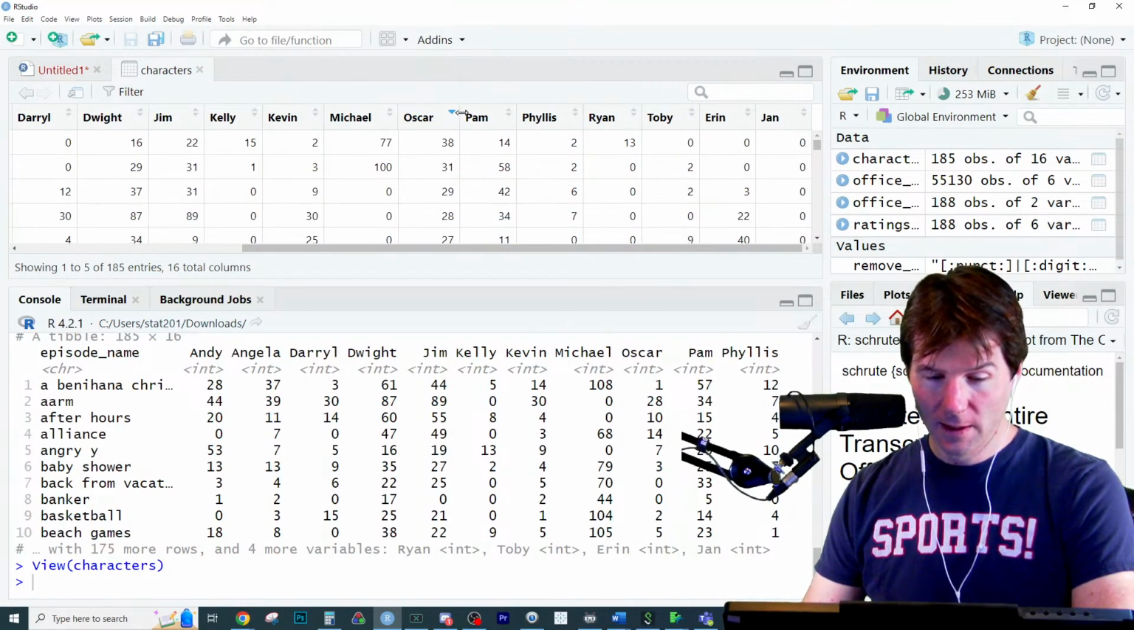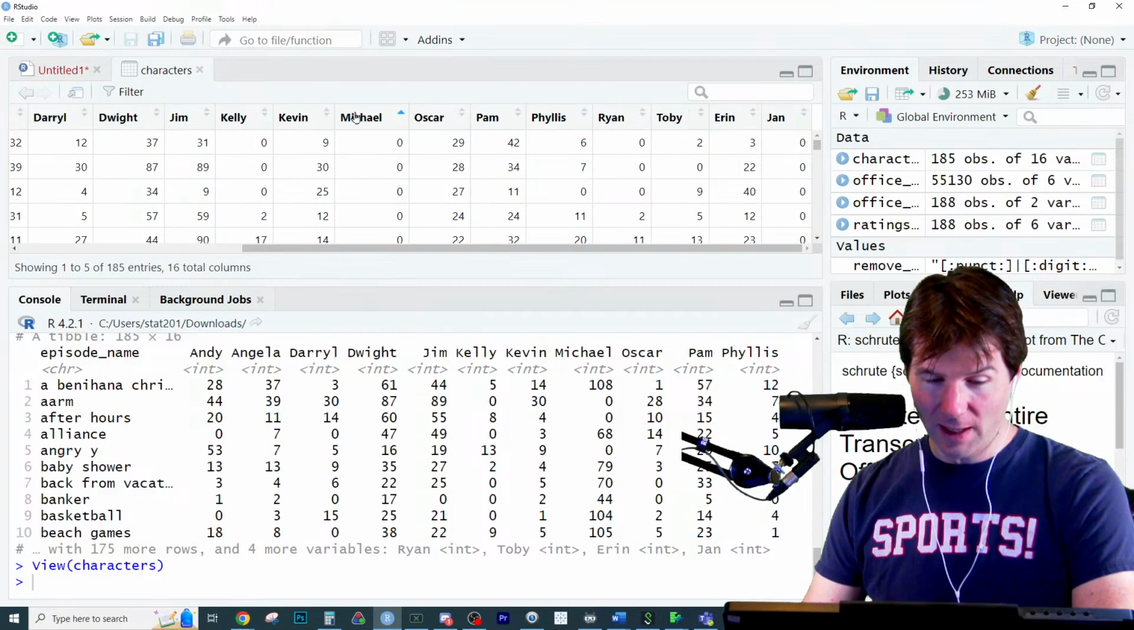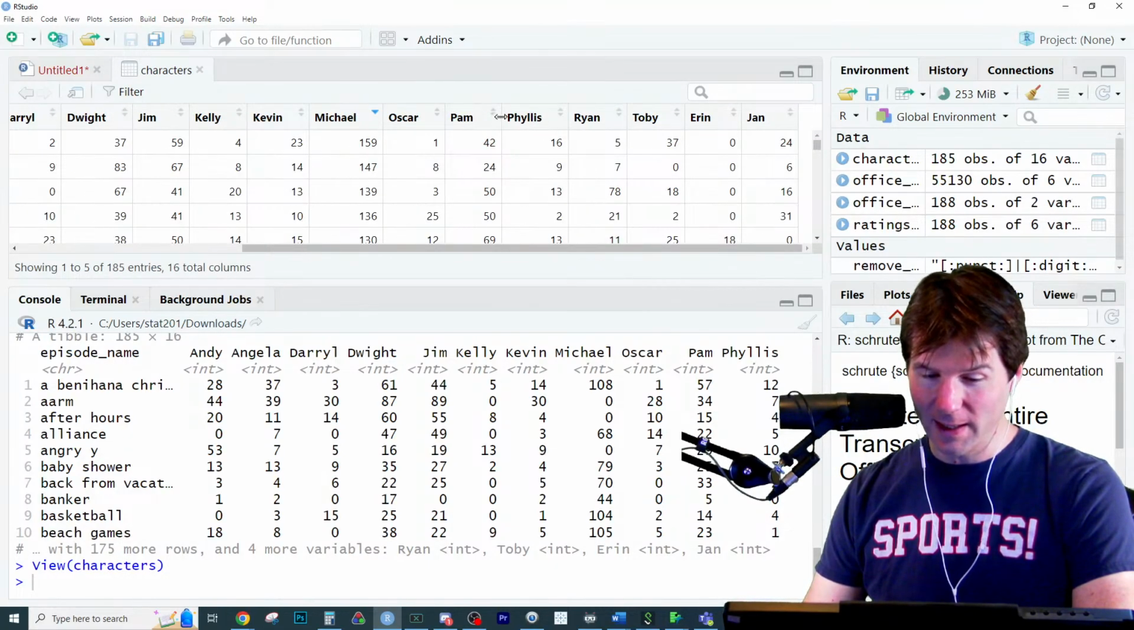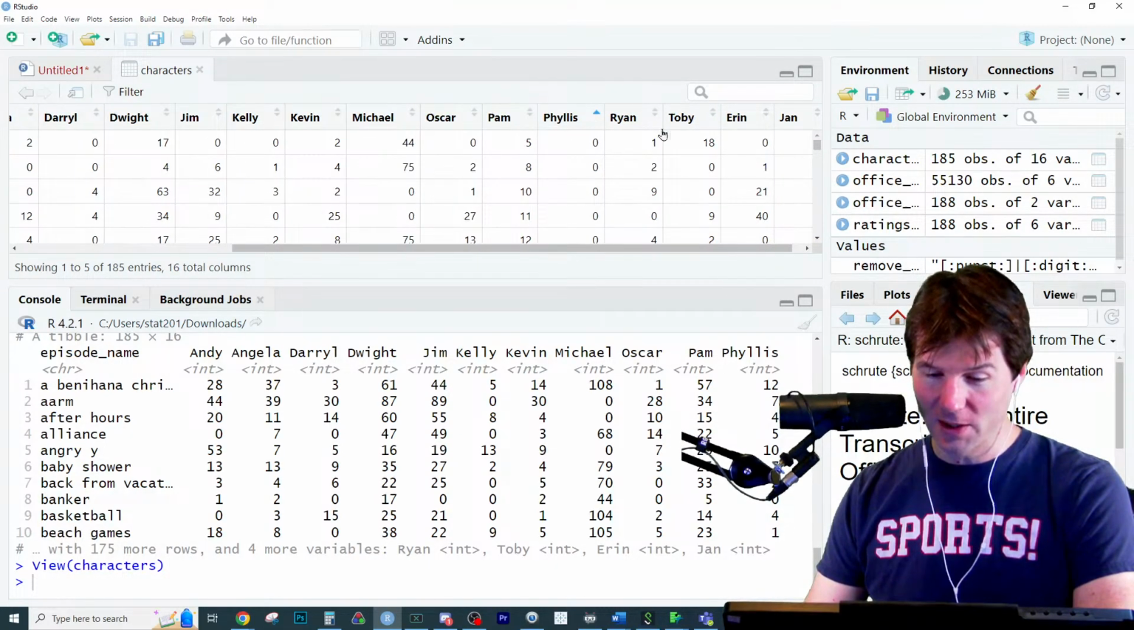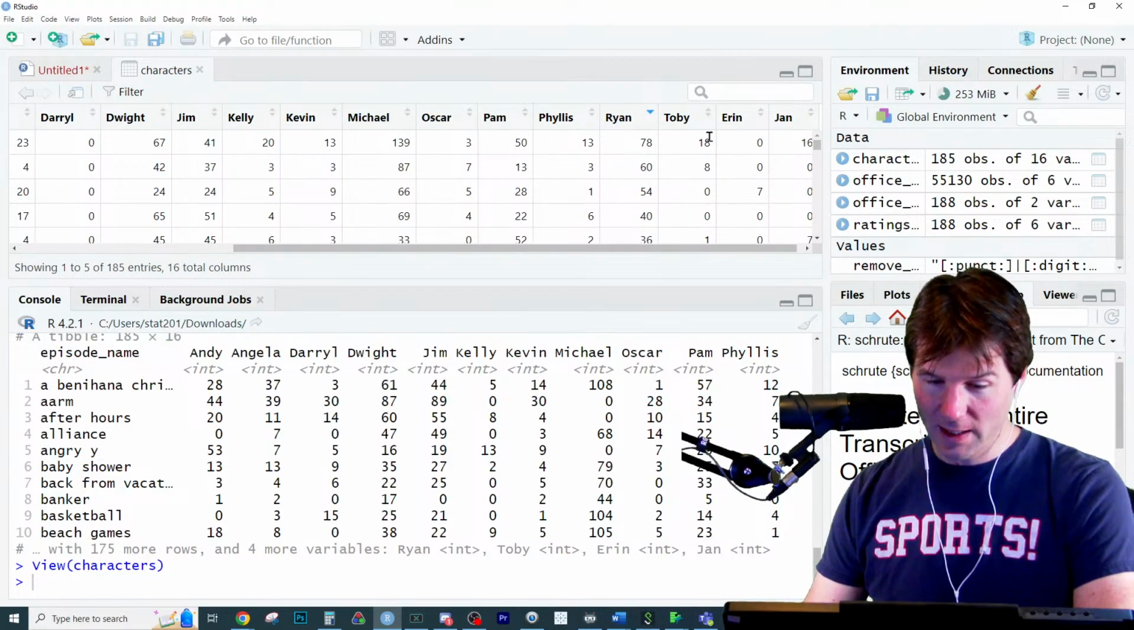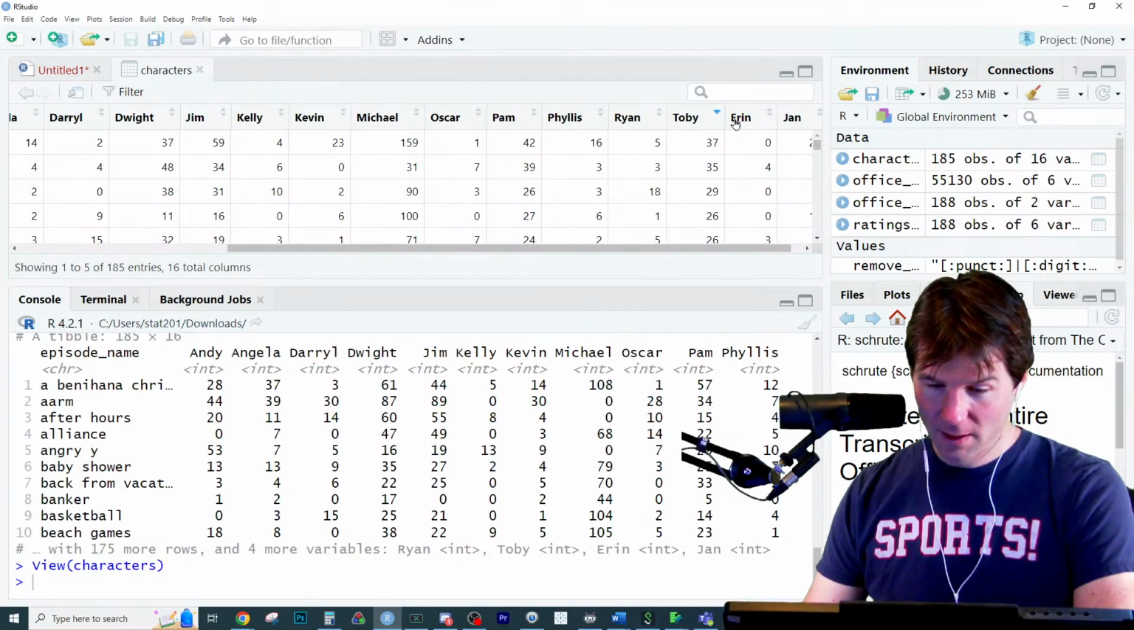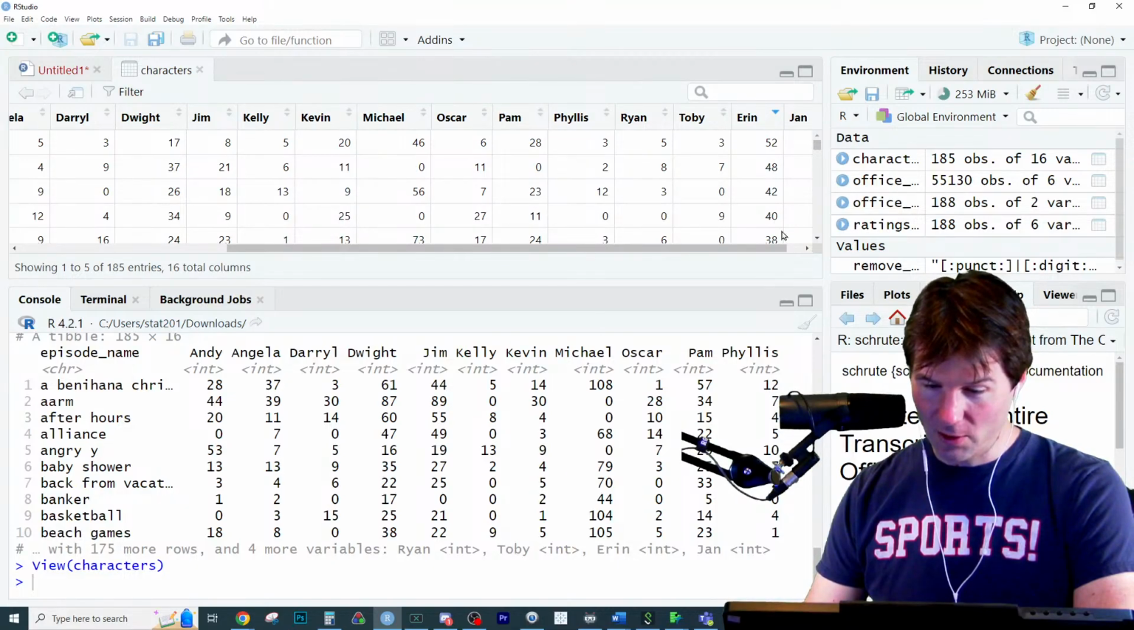126. Woo! Over 100 is a lot for any character, it looks like. Michael has a lot. I think he's one of the main characters, right? I never even watched The Office. Phyllis must be a side character. Ryan. Toby, side character, it looks like.